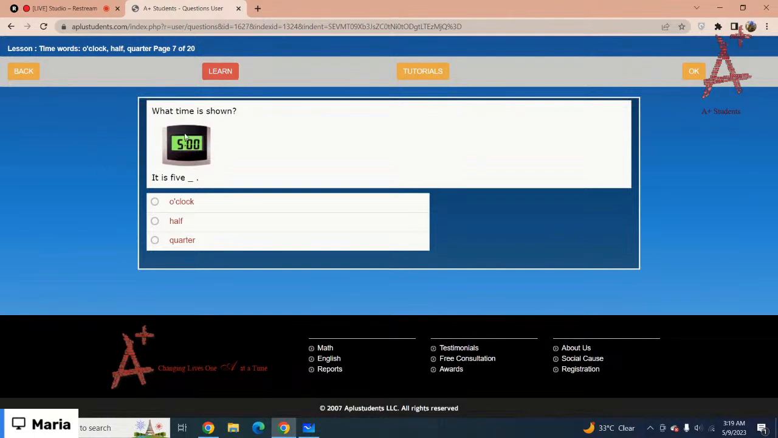What time is it? It is exactly 5. So you can see it is 5 o'clock. The correct option is 5 o'clock.